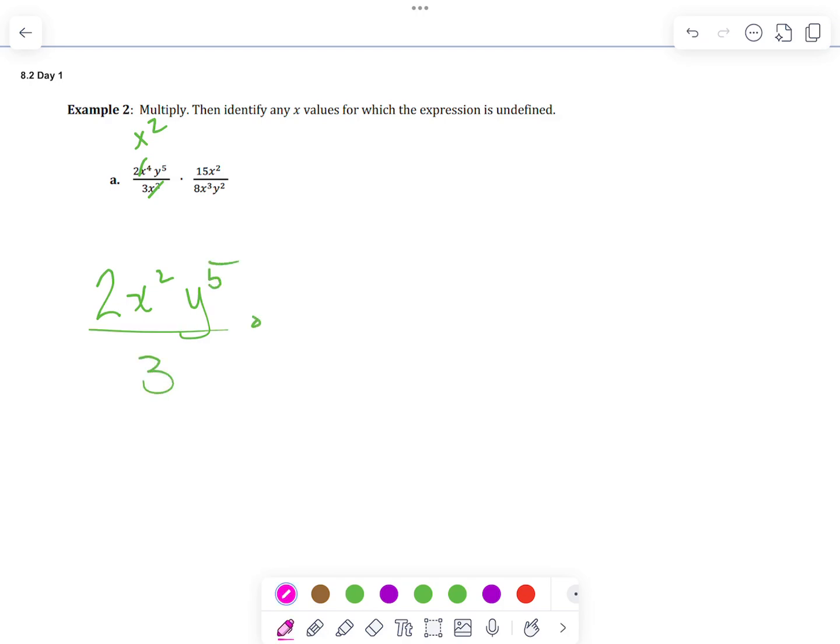Then I go to the second one right here, and I have a common factor of x squared. So that becomes a 1 and an x. So we're left with 15 over 8x y squared.